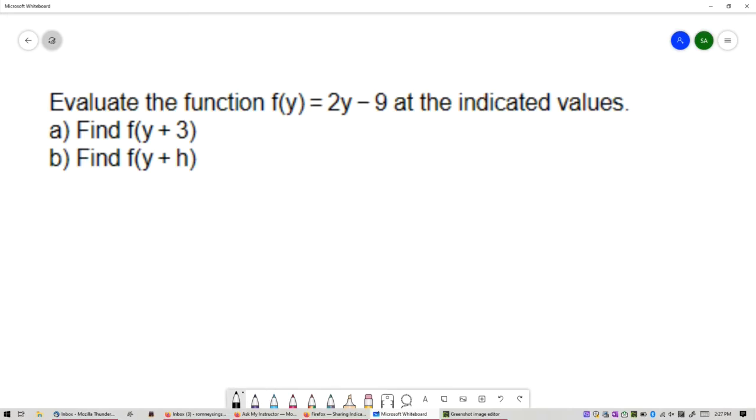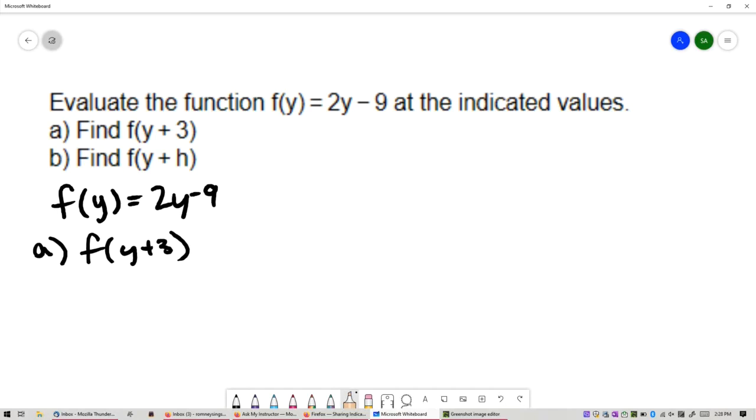Okay, so let's take a look at this example. In this example, we want to evaluate the function f of y equals 2y minus 9 at the indicated values. In part A, we want to find f of y plus 3, and in part B, we want to find f of y plus h. So our given function is f of y equals 2y minus 9, and in part A, we want to find f of y plus 3.